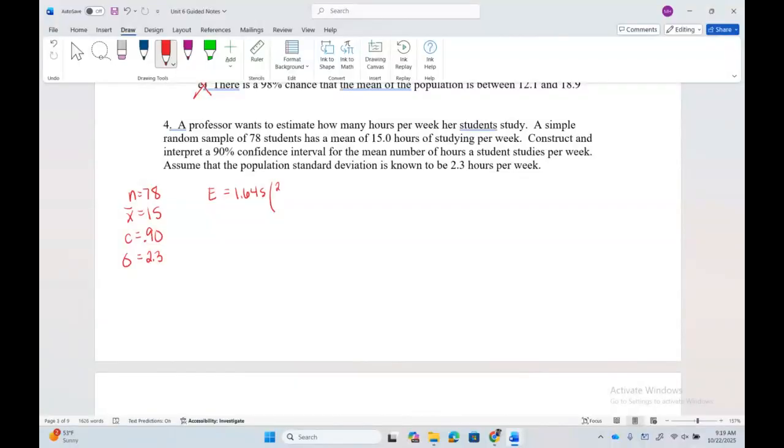That gets multiplied by my population standard deviation over the square root of n. I'm going to put that all in my calculator in one big step. So that will give me 0.43. Okay. So now I'm going to take 15 and subtract 0.43, and I'm going to take 15 and add 0.43. All right, so my answer is going to be 14.57 to 15.43.